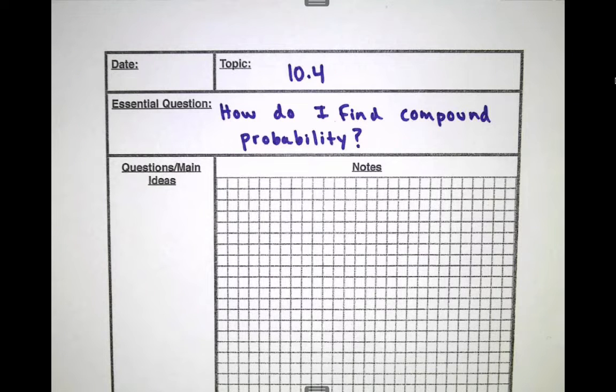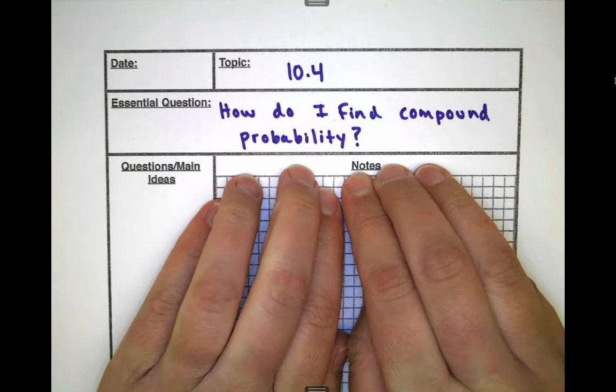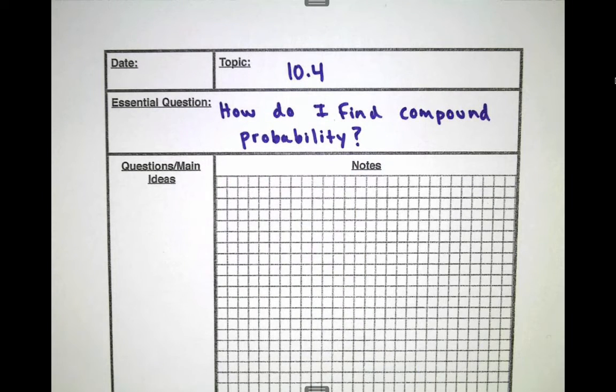Hey guys, another chapter 10 video today, and we are going to work on how do I find compound probability. So that is our essential question today. So go ahead and set up those notes, make them look nice, and write that essential question: How do I find compound probability?